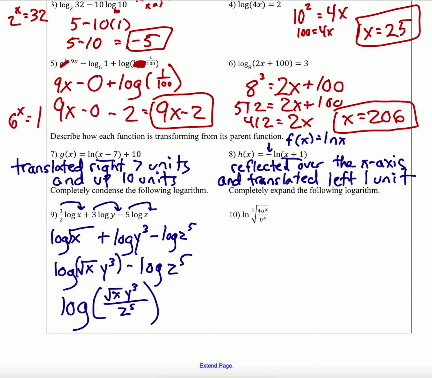And the last one, number 10, we're going to completely expand this logarithm, we write it as more than 1 logarithm. The first thing I would do here is, if you notice, the entire argument is getting cube rooted. So I'm going to rewrite that as an exponent. So that would be ln of 4a squared over b to the 4th, to the 1/3. Since that entire argument's being raised to the 1/3 power, I'm going to bring that out as the coefficient. So now it would be 1/3 ln of 4a squared divided by b to the 4th.